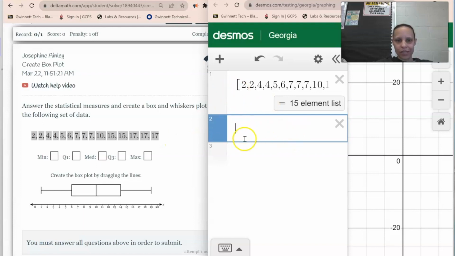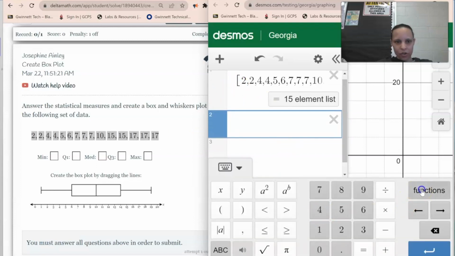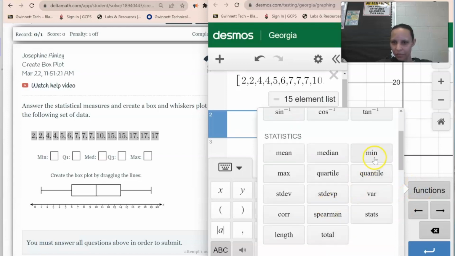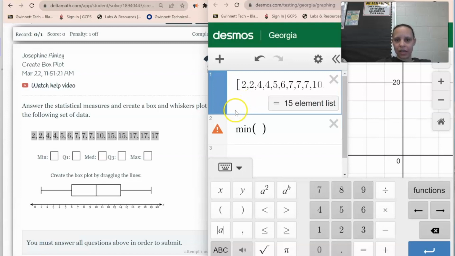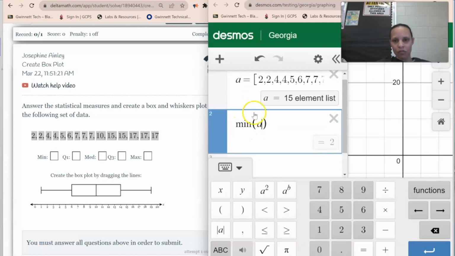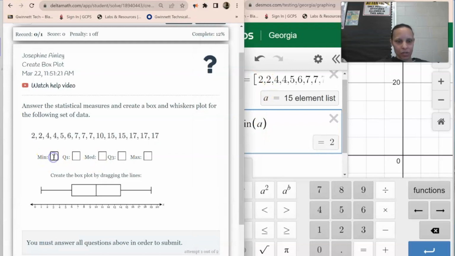All right, now here's the thing, though. If I don't name this list, when I come here and go to functions and I'm trying to go to the min, I don't know how to reference it. So for that reason, you have to give it a letter. So I'm going to say A equals. That way I can say, what is the minimum of this data set A? And that's going to be 2.